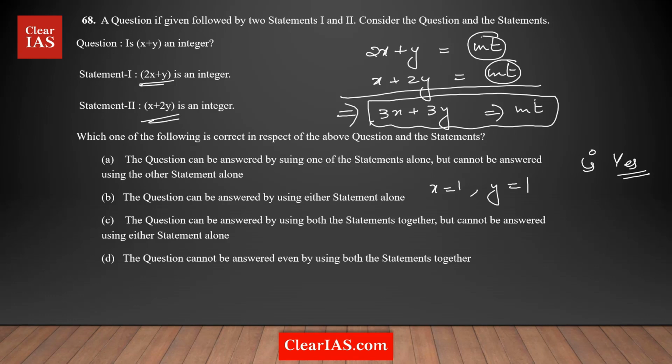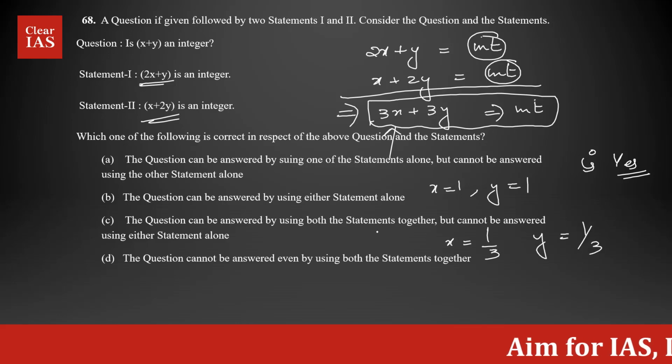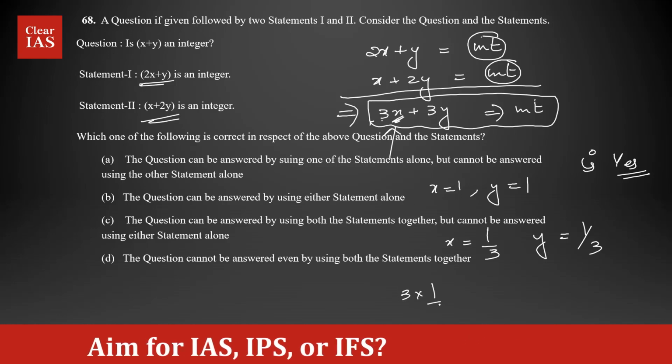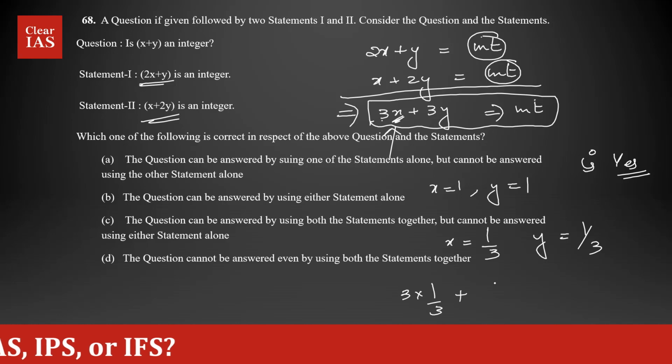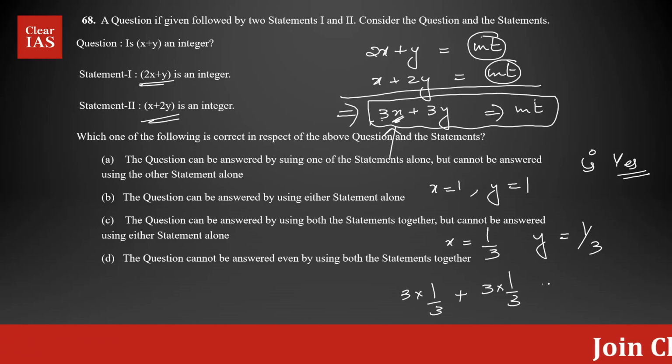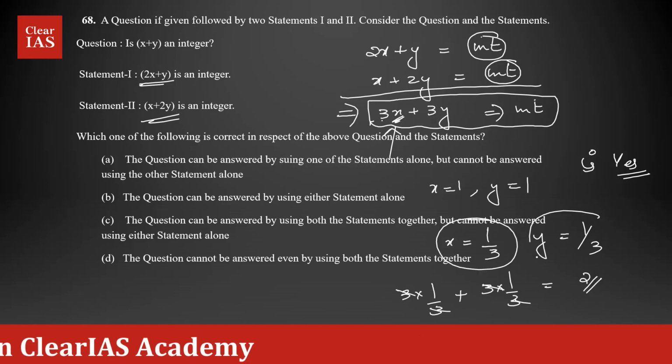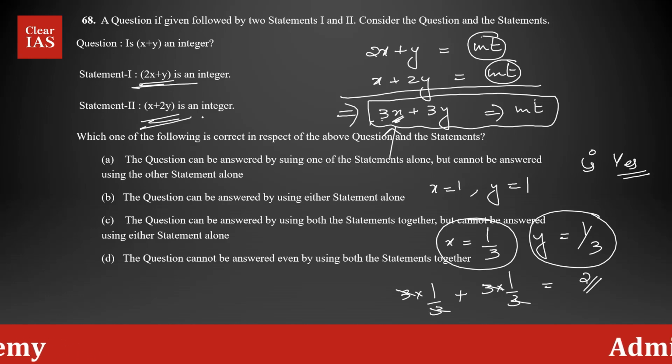When you combine, this is the condition you're getting: 3x plus 3y is an integer. So x can be a fraction like 1 by 3. Similarly, y also you can put as the fraction 1 by 3. Now it makes sense. Why? Because 3 times 1 by 3 plus 3 times 1 by 3 is going to be an integer, because the fractions are getting cancelled. You're getting 2 as the final result, which is an integer. So if I put x is 1 by 3 and y is 1 by 3, both these conditions are satisfied. You can cross check.